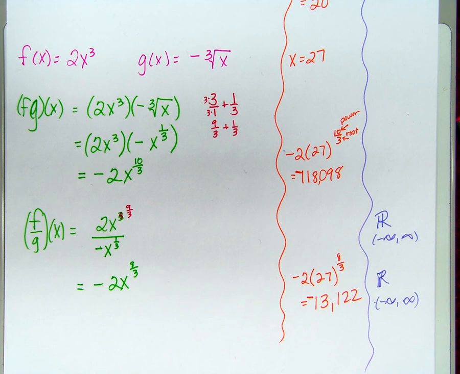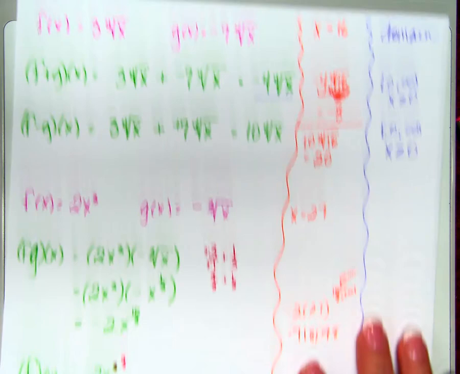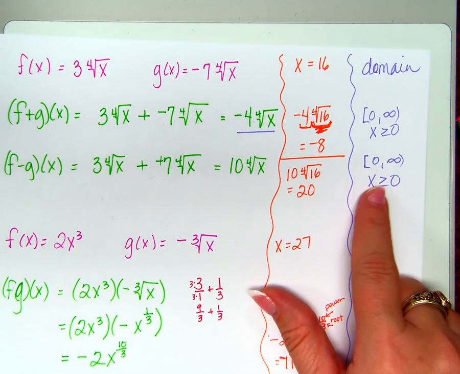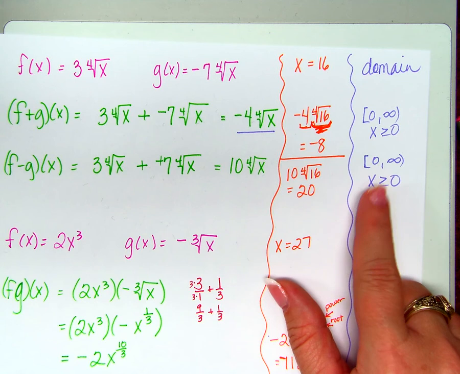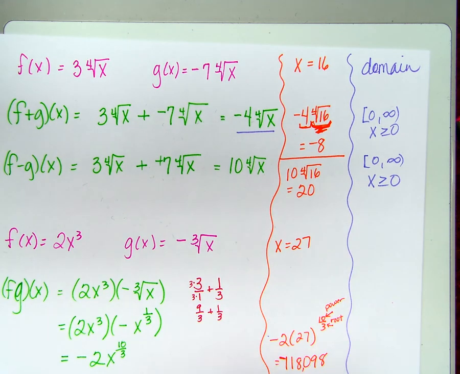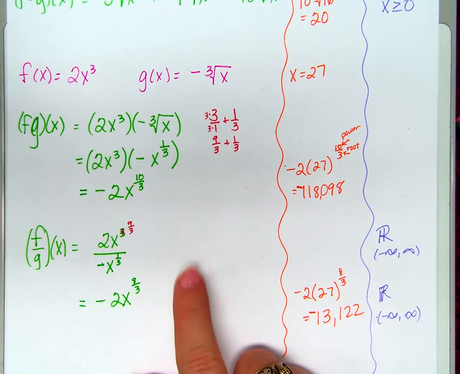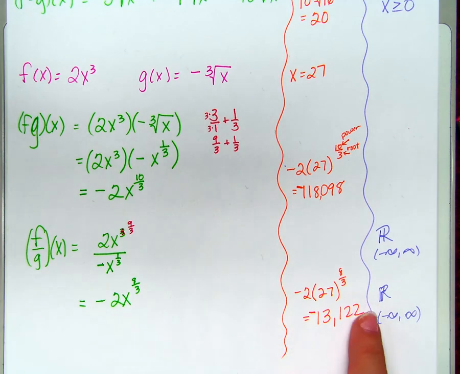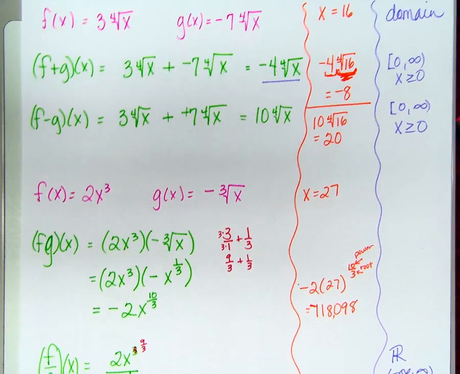Okay? So for what we need to know right now, I want you to keep in mind that even roots have what kind of domain? 0 to infinity, unless it's shifted over one way or the other, right? But odd roots have what kind of domain? All real numbers.